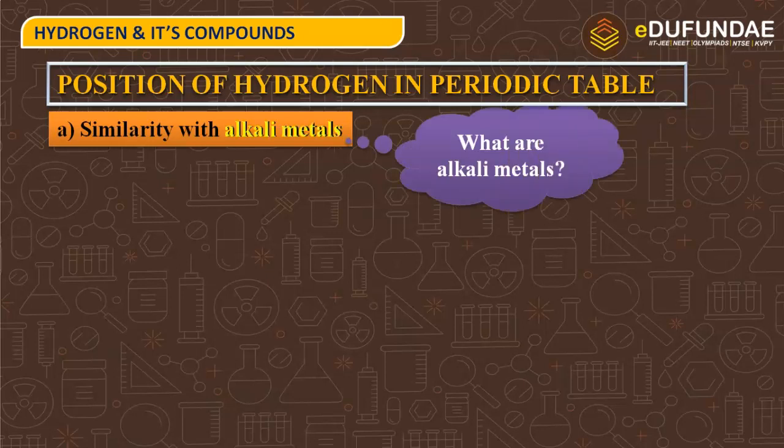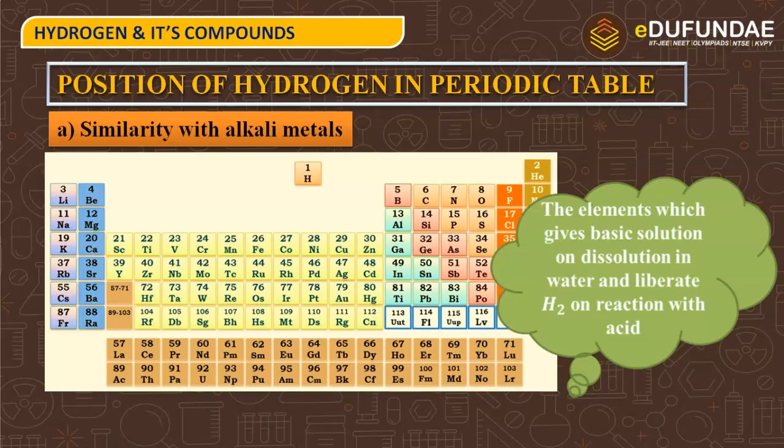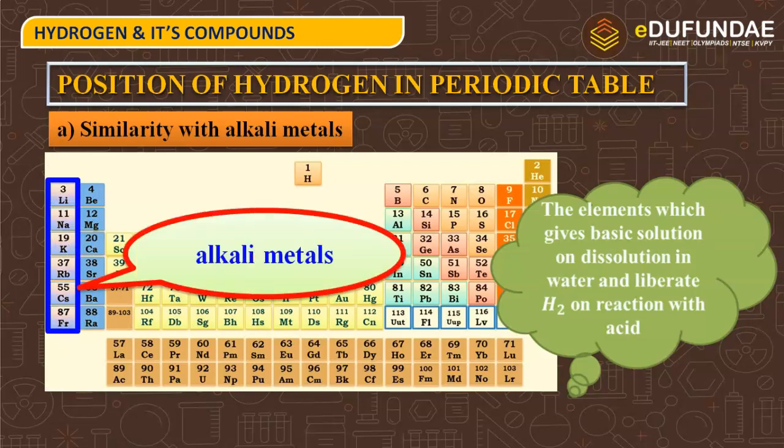What are alkali metals? The metals, or we can say the elements, which gives basic solution on dissolution in water and liberate hydrogen on reaction with acid. तो हमारे पास alkali metals कौन से होते हैं? Which gives basic solution. जब water में हम उसको dissolve करते हैं, then they give basic solution, and when that solution reacts with acid, liberates hydrogen gas. So in the periodic table, alkali metals are group 1 elements.